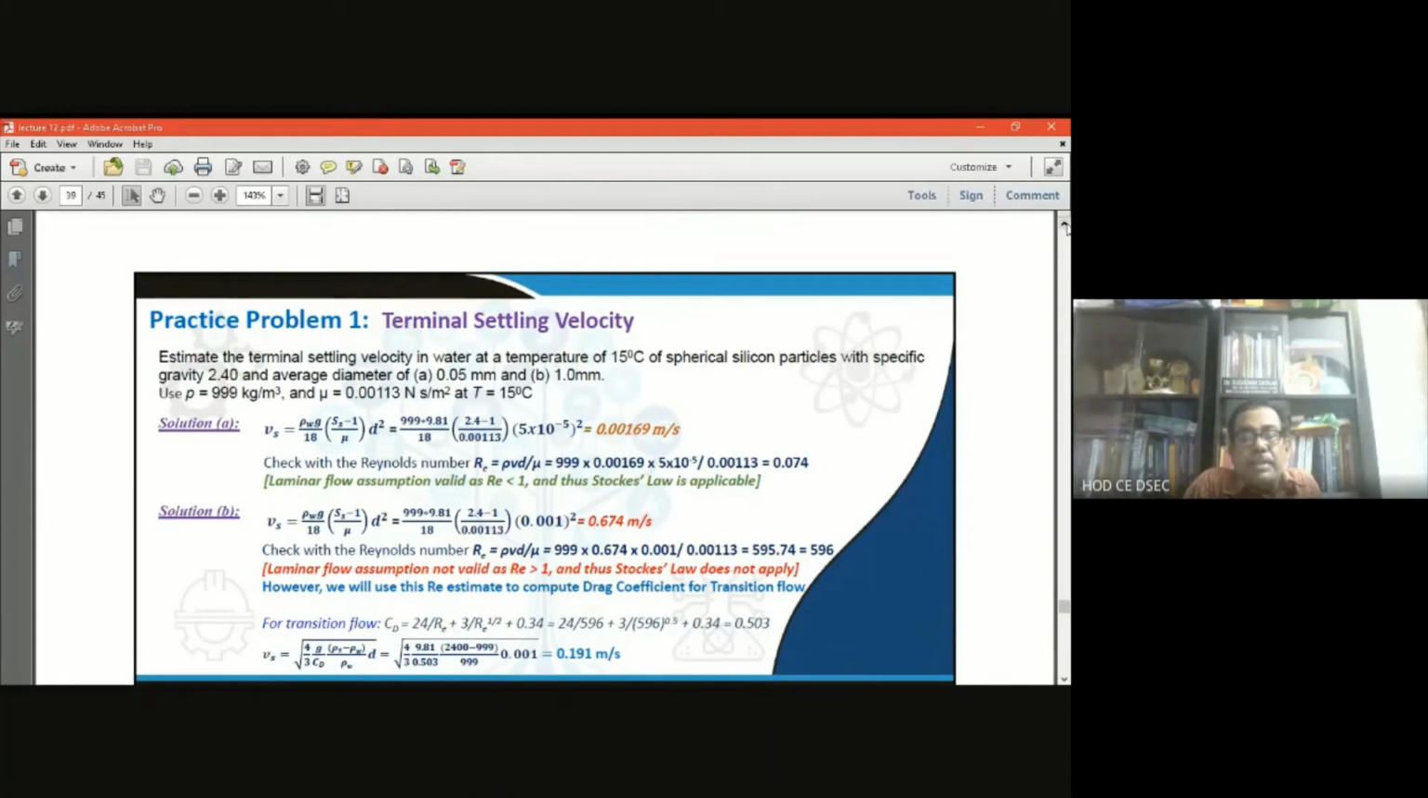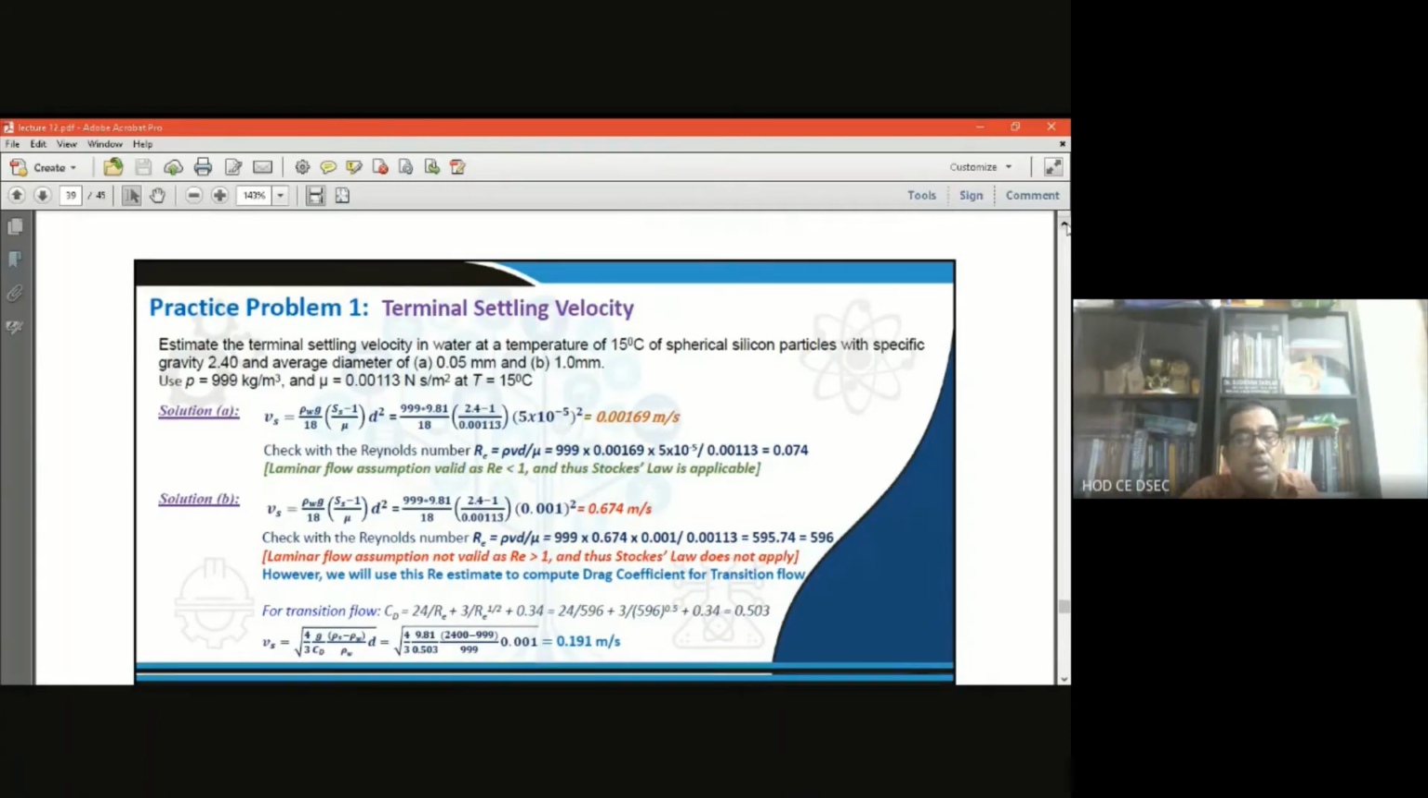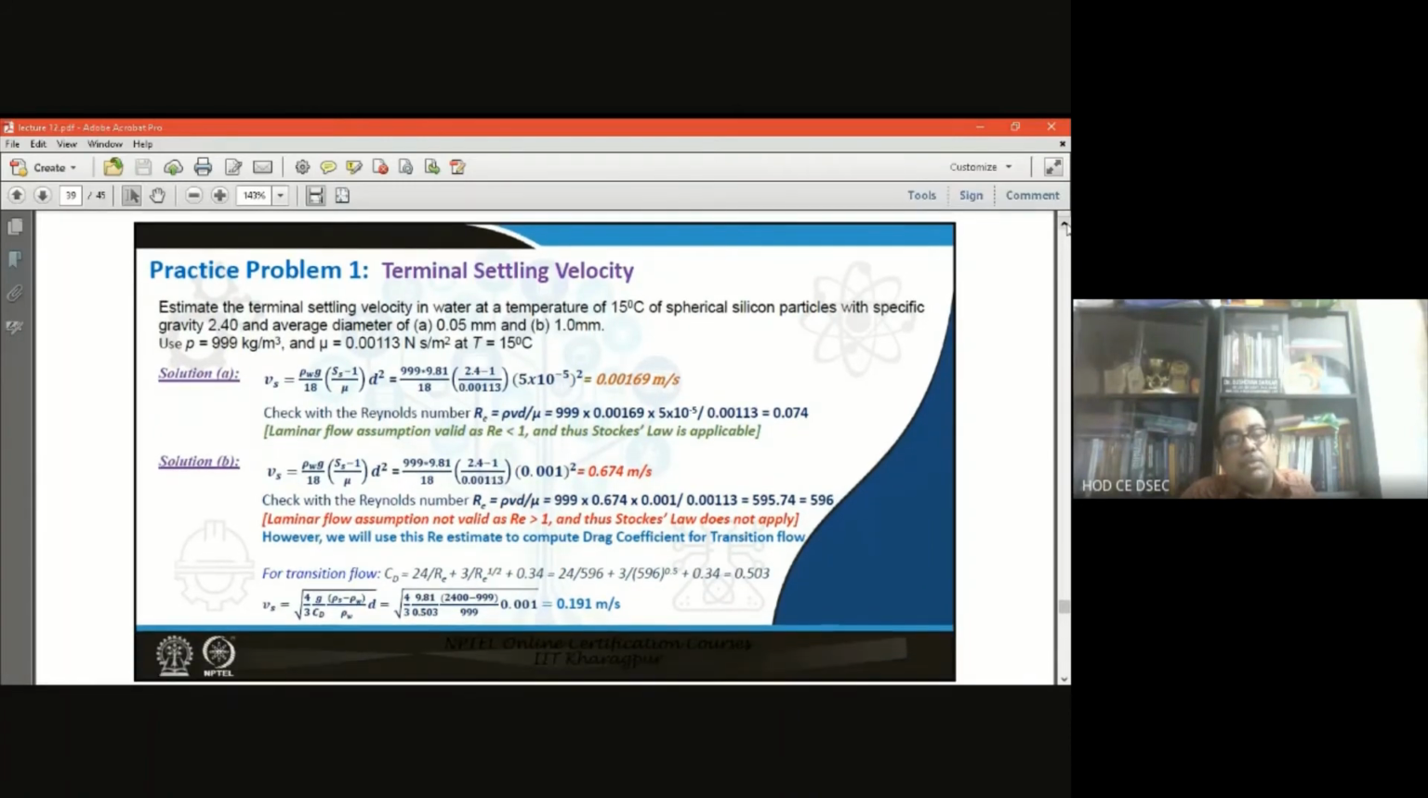The fun thing is that it is found 596, so Re is greater than 1. So Stokes law is no longer valid because it is not laminar flow, it is turbulent flow, because Reynolds number is greater than 1. So what to do? That means Vs 0.674 meter per second will not be the answer of the second part of the question.